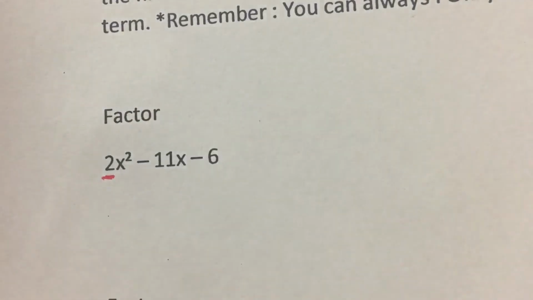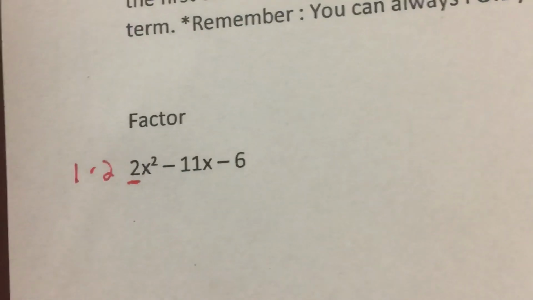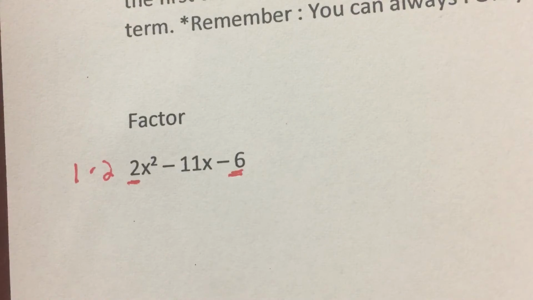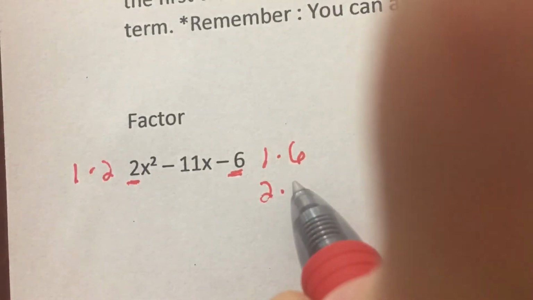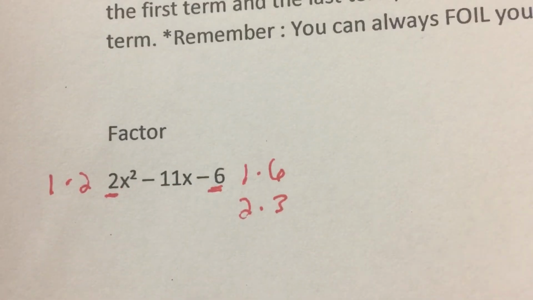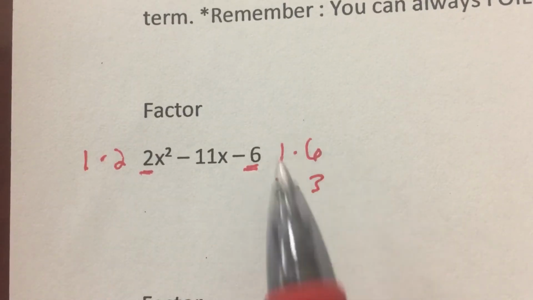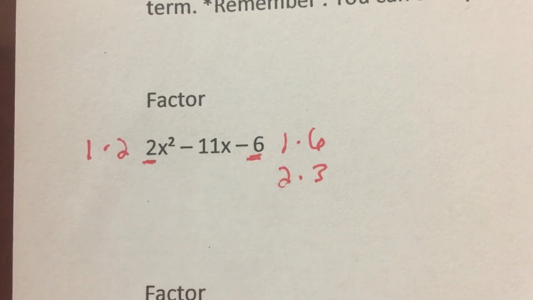Start with asking yourself, what are the factors of that leading coefficient? Well, the factors of 2 are just 1 times 2. That's the only option we have. What about the factors of 6, the back number? Well, that could be 1 times 6 or 2 times 3. And what I'm looking for now is a combination of numbers with these and these that will somehow, according to my back sign, subtract to give me an 11.